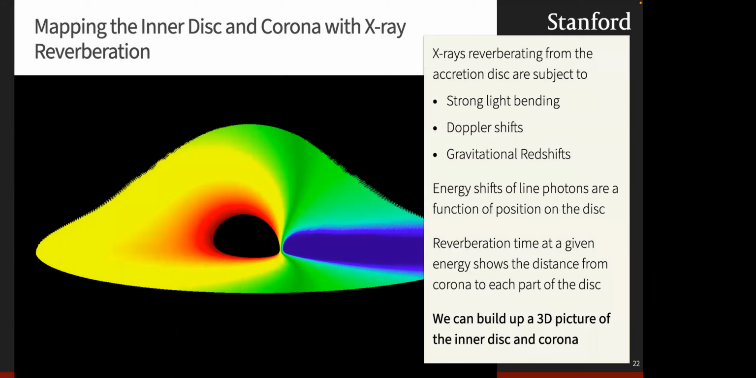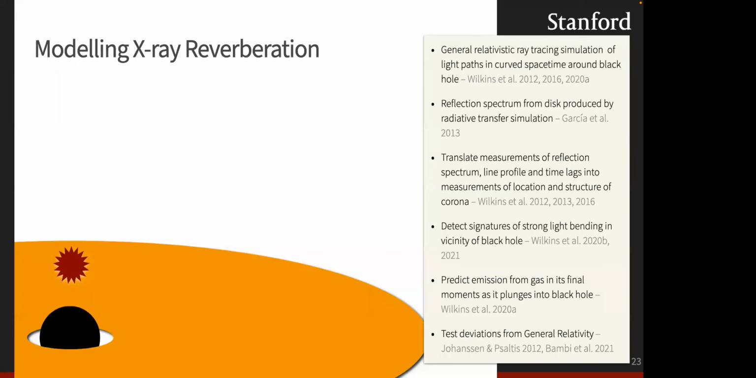But now if we add the time delay of that photon, we then get how far away that part of the disk is from the piece of the corona that illuminated it. And our dream here, as we move towards bigger missions, bigger X-ray telescopes, is we'll have enough photons to do this spectral timing at high resolution, where we can start to build up this 3-dimensional map of the accretion disk and how the corona is arranged around it.